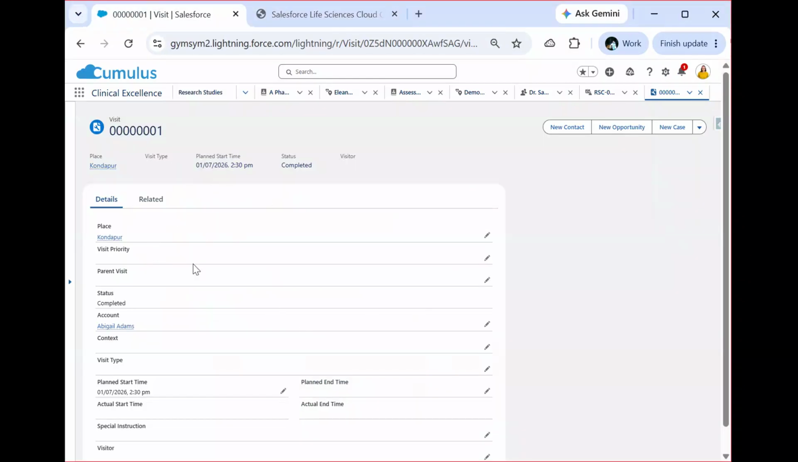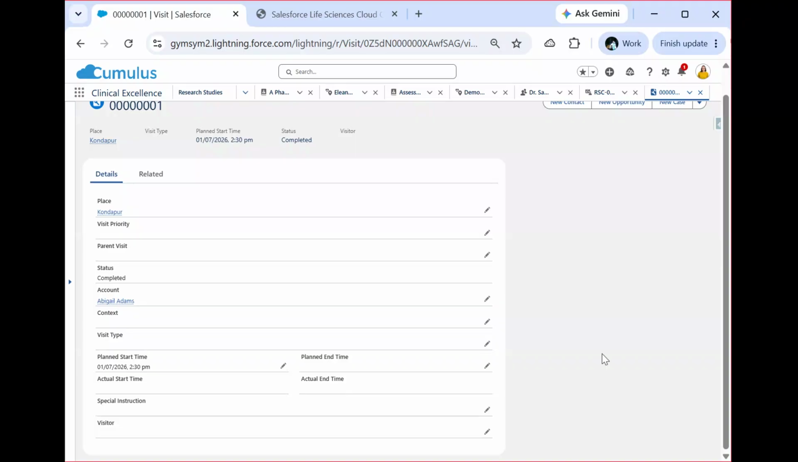So this particular visit is for a particular place. The status tells us whether it is completed or not. Then we have which particular account it is for. Then what was the plan start time? When was the actual start and end time? And then we have a visitor as such.